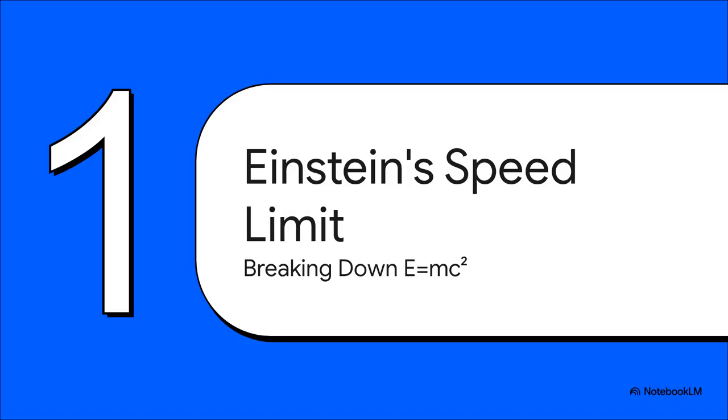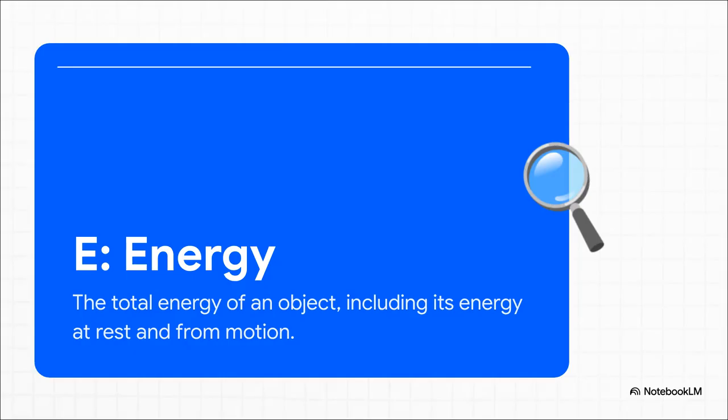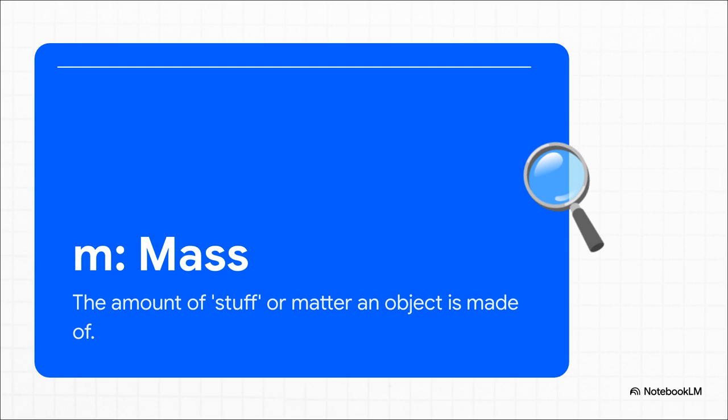Okay, so let's break this thing down piece by piece and see exactly how it works to set this universal speed limit. First up, we've got E. That, of course, stands for energy. And we're talking about the total energy of an object. That's a combination of the energy it has just sitting still, plus the energy it picks up from moving. Next, we have M for mass. The easiest way to think about this is just the amount of stuff an object is made of. The more mass, the more stuff, and the more energy is locked up inside it.